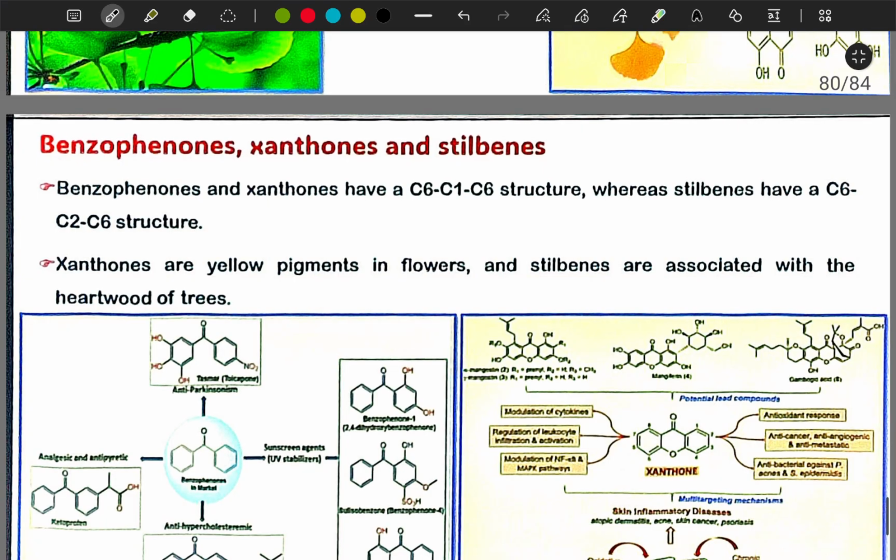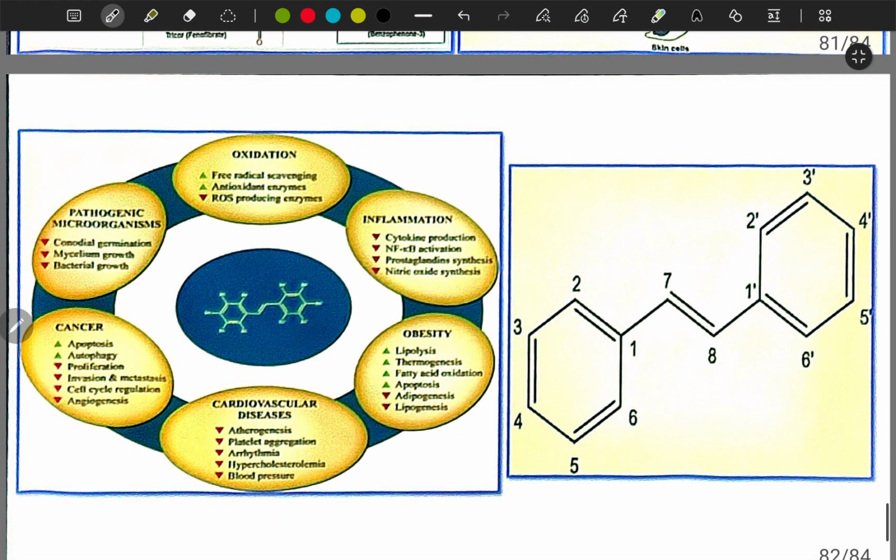Next is benzophenones, xanthones and stilbenes. Benzophenones and xanthones have a C6C1C6 structure, whereas stilbenes have a C6C2C6 structure. Xanthones are yellow pigments in flowers. Stilbenes are associated with heartwood of trees. They have roles in oxidation, inflammation, obesity, cardiovascular disease, cancer.